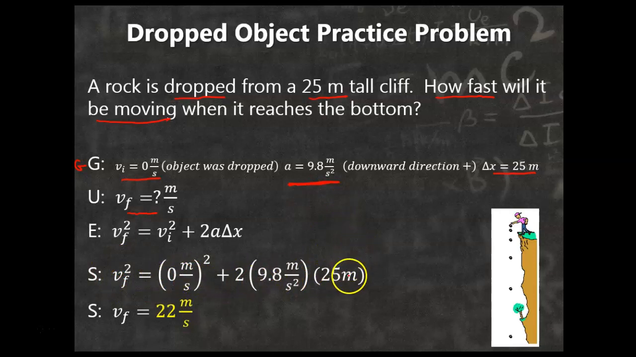All right, and then we just multiply these two numbers. 25 times 2 is 50. 50 times 9.8 is pretty close to 500. And we take the square root of that, and we're going to get our answer, 22 meters per second. So right before this rock hits the ground, the final velocity is 22 meters per second.